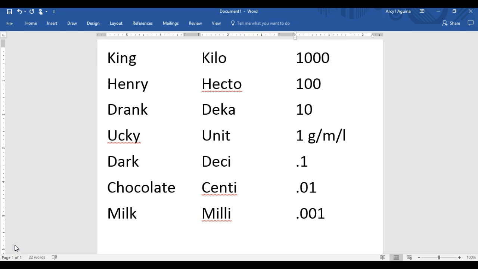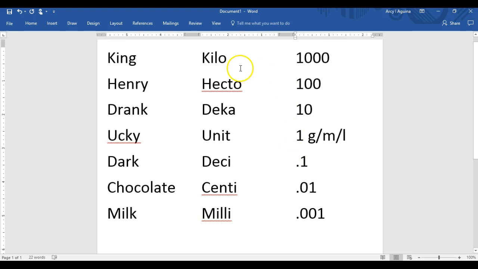Okay, so this is how I always remember it. The way I taught my kids last year was King Henry drank Ucky dark chocolate milk. So King is for kilo, Henry is for hecto, drank is for deca, Ucky is for unit, dark is for deci, chocolate is for centi, milk is for milli. So King Henry drank Ucky dark chocolate milk. And this always kind of helps me remember the metric units.